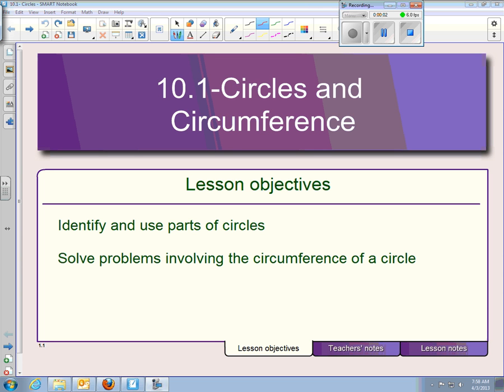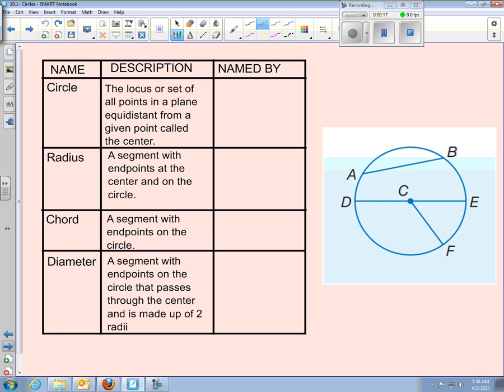Hello class, today we're starting chapter 10, which is all about circles. And so today we're going to talk about the basic parts of a circle, and we're also going to introduce circumference. So our objectives are to identify and use parts of circles and to solve problems involving the circumference of a circle.